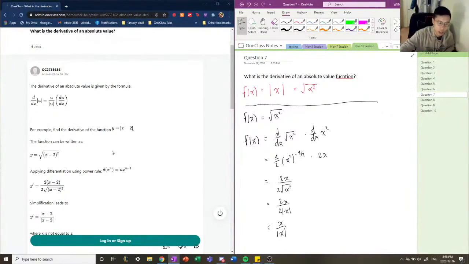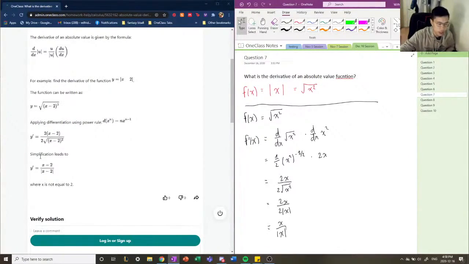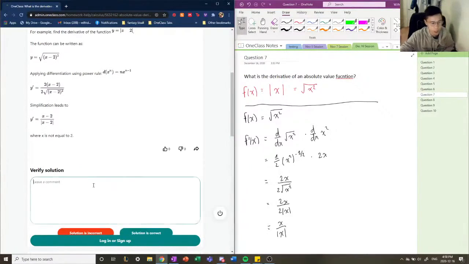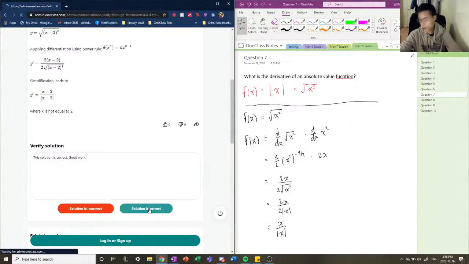So the example that the junior tutor wrote was using the absolute function of x minus 2, and this is totally fine, and they came up with the same solution, which is just your function over the absolute value of the function itself. Okay, so this solution is correct. Good work. All right, let's move along.